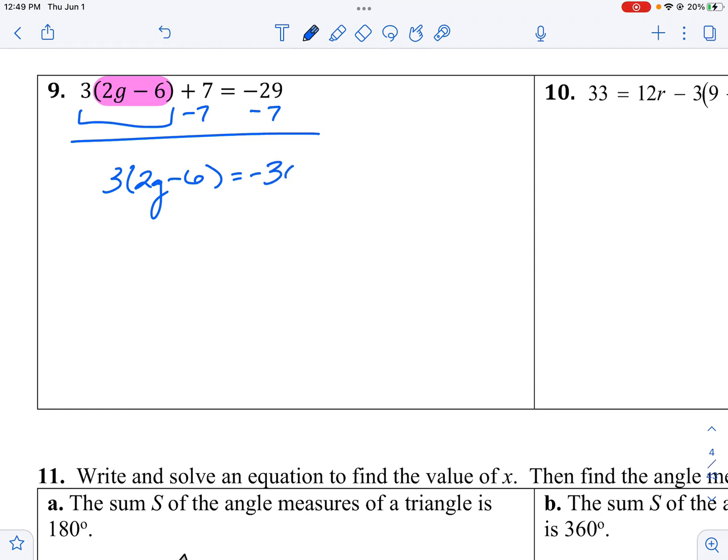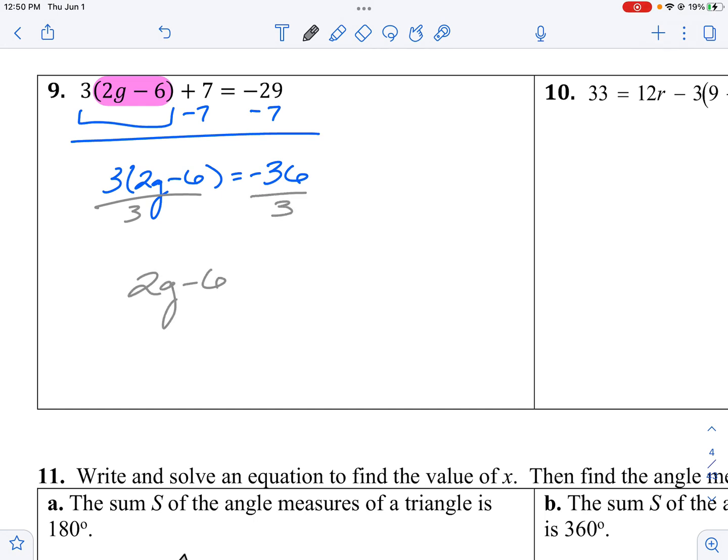How did I get negative 36? Well, if I have like terms with the same sign, they're both positive, add them. If they're both negative, add them. It's like saying I owe you $29 and then I owe you $7 more. So I was $29 in debt. Then I added $7 in debt, that's negative. And now I owe you 36 total dollars. That's my first step. Then I'll get rid of this multiplication.